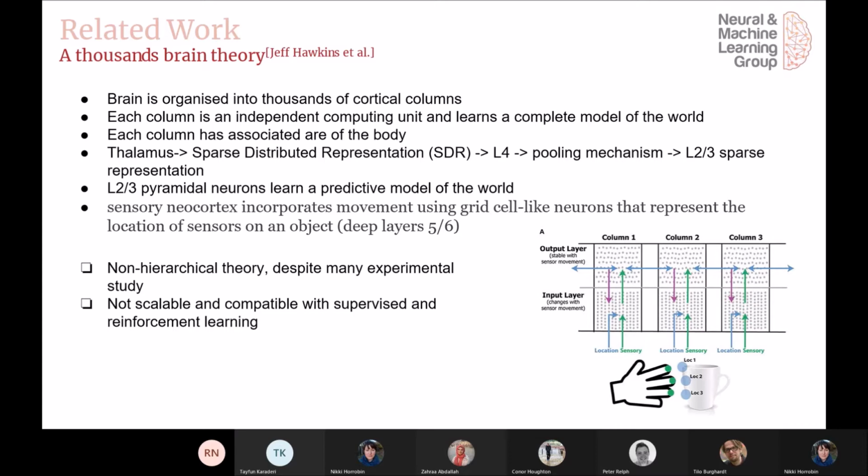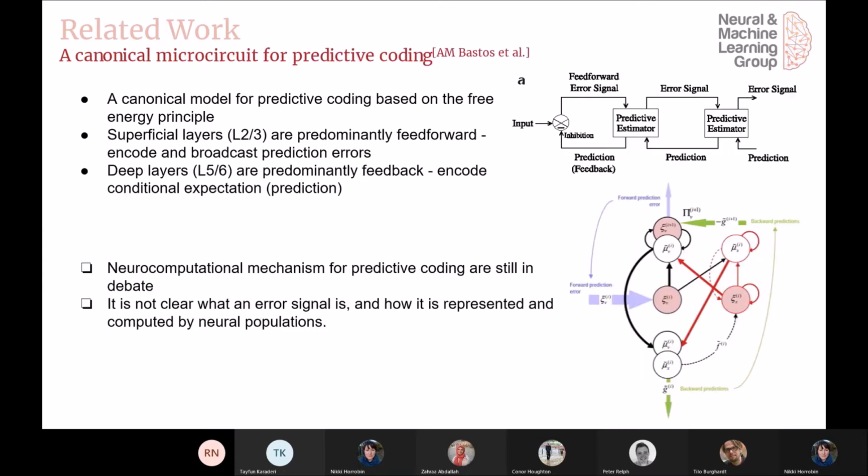The limitation with this is that it's absolutely non-hierarchical, but we know that the brain processes information in a hierarchical manner, in the sense that some lower-level features are processed by a lower area of the brain, and then the higher area is processing more abstract representations. And it's not scalable to all sorts of data types, and it's not compatible with supervised and reinforcement learning because this framework is completely unsupervised.